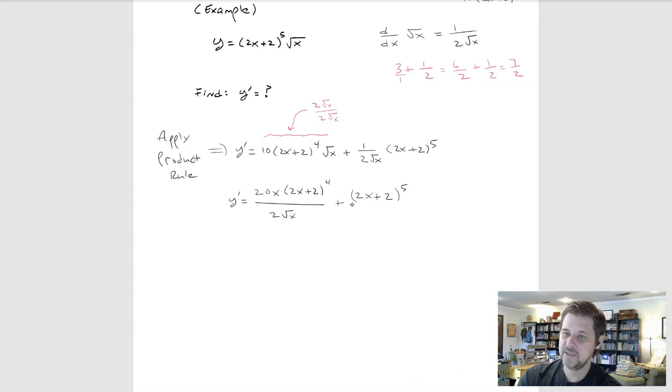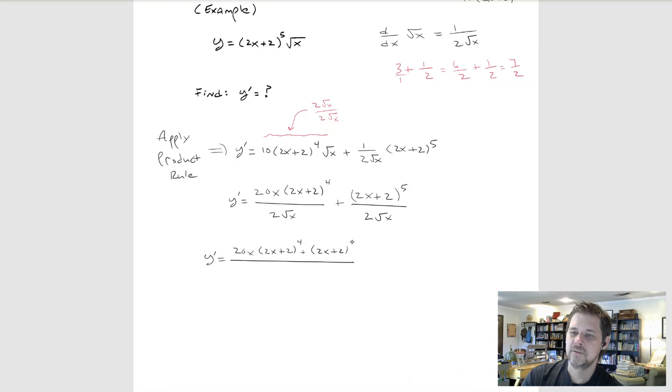You could imagine there being a 1 under that if you want to, times 2 root x. Okay, so there's the fractions I'm looking at with common denominators like I need. So I could just add now the top over the common denominator. So here I'm a little closer to the answer, not all the way there, but close. If I take this and I add it, I get 20x(2x + 2)^4 + (2x + 2)^5 over 2 root x.